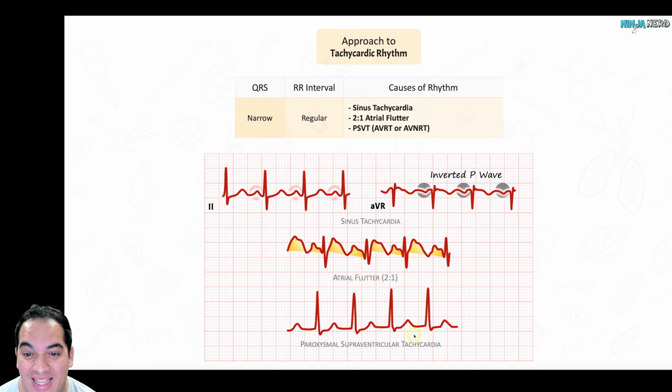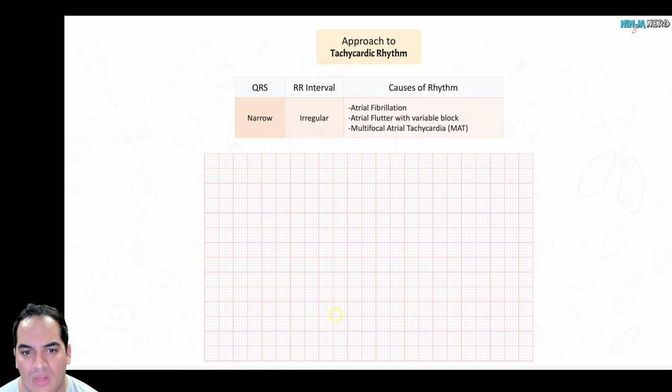This one can go pretty fast. Oftentimes it can get up to the 170s, 180s. You can get pretty fast with these guys. And so that's the big difference. Oftentimes we also use vagal maneuvers and adenosine to not only diagnose this, but also treat this type of disease.